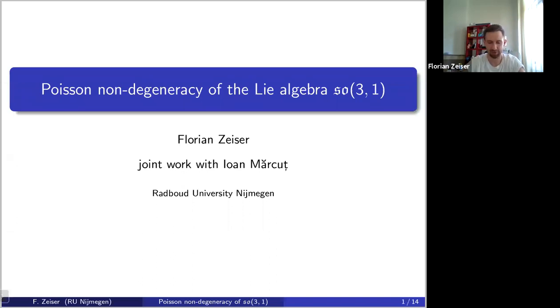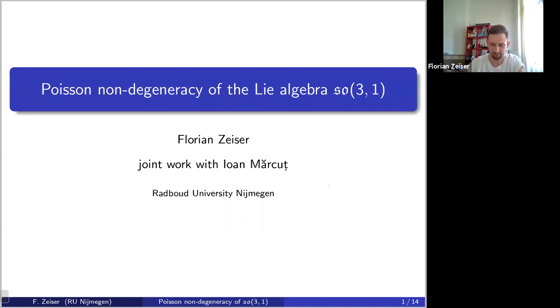I want to talk about the project which is part of my PhD, joint with my supervisor, Johan Makut, about the Poisson non-degeneracy of the Lie algebra SO(3,1). That fits within the framework of the question of linearization of Poisson structures and of normal forms. The first part will be about recalling the things and giving an outline of what is known at the moment, and the second part will be about the idea of the proof.